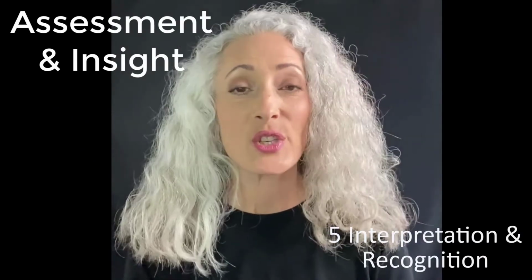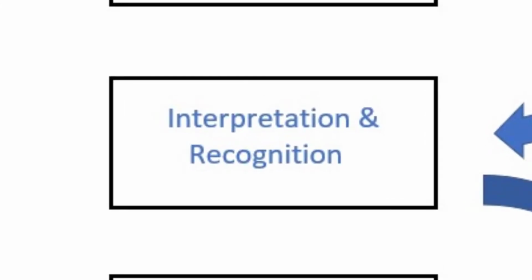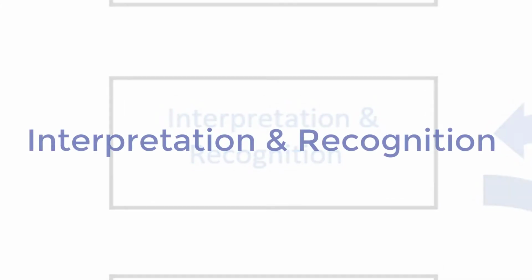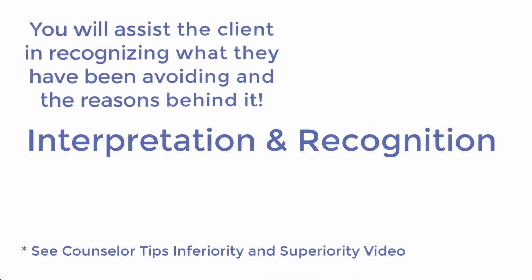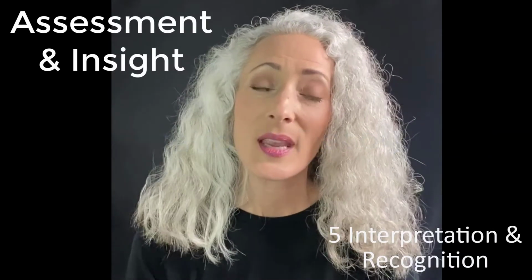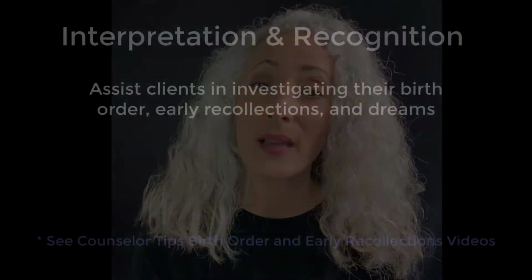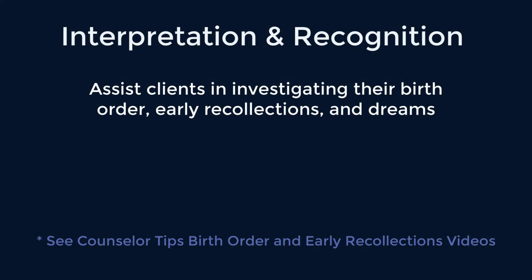Stage 5, interpretation and recognition. In this stage, the counselor will be interpreting the client's feelings of inferiority and the client's goal of superiority. Outside of interpretation, the counselor will help the client identify what they've been avoiding and the reasons behind it. In stage 5, the counselor may assist the client in integrating the client's birth order, any recollections, and dreams. Counselor Tips offers each of these in a separate video.